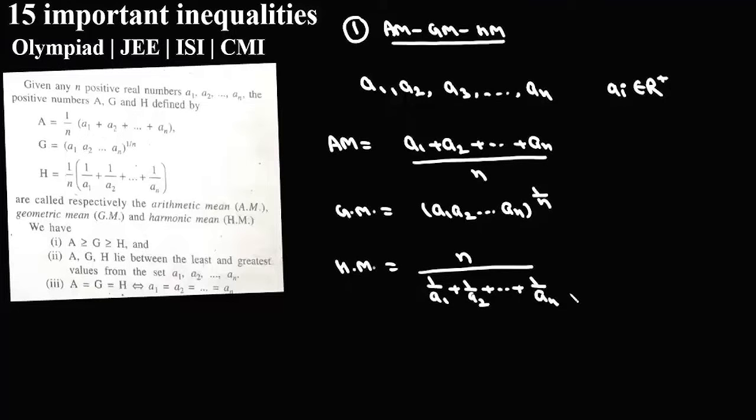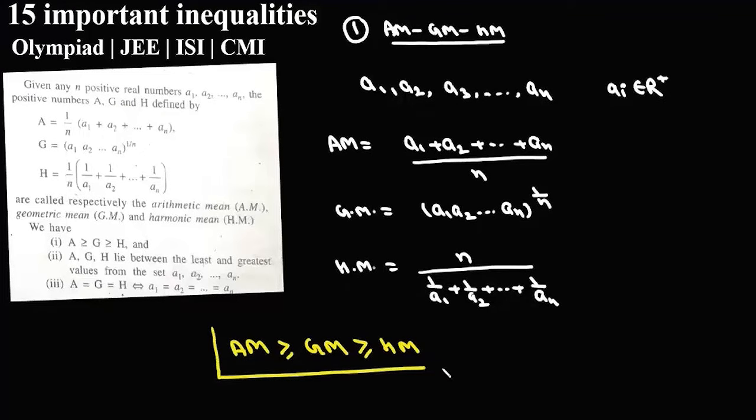Now the relationship between the three means is: arithmetic mean is always greater than or equal to geometric mean, which is always greater than or equal to harmonic mean, for positive real numbers. So for positive real numbers, their arithmetic mean will always be greater than their geometric mean and will always be greater than their harmonic mean.